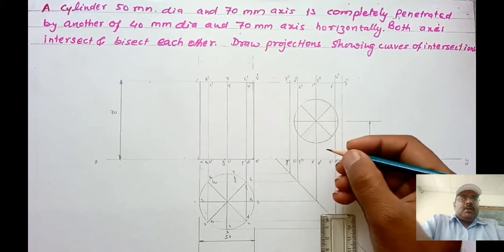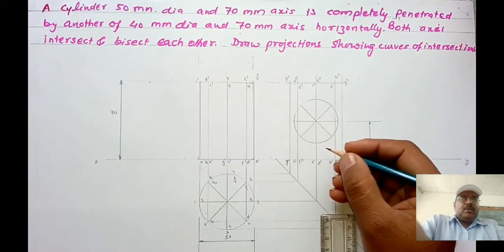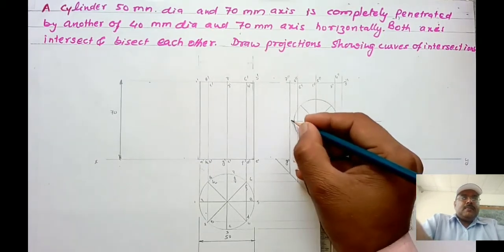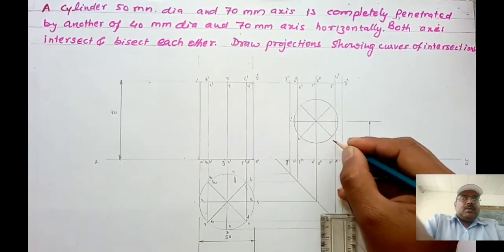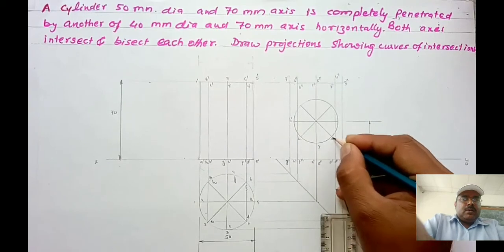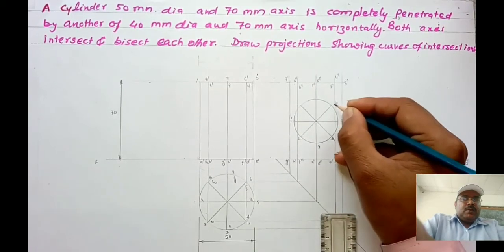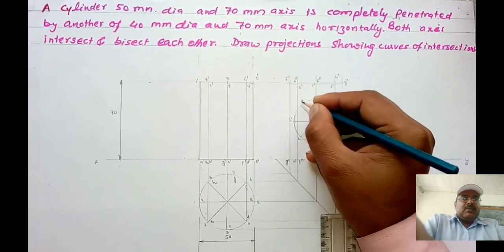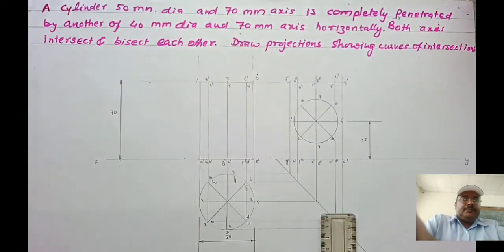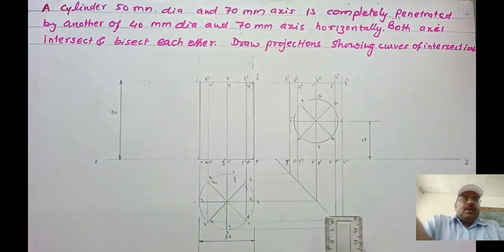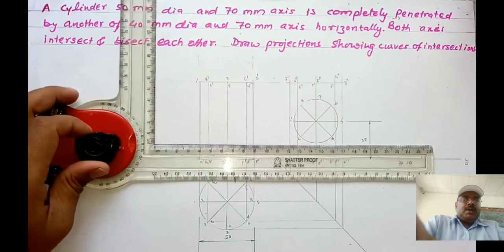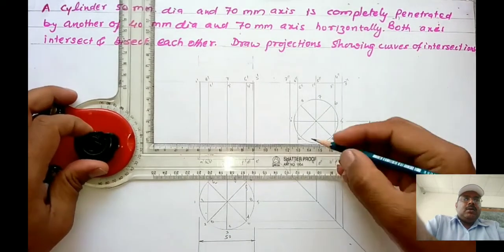Also name it, give the names 1 dash, 1 2 3 4 5 6 7 8. Then project these points horizontally to the front view.